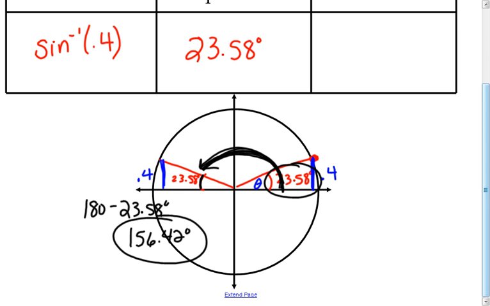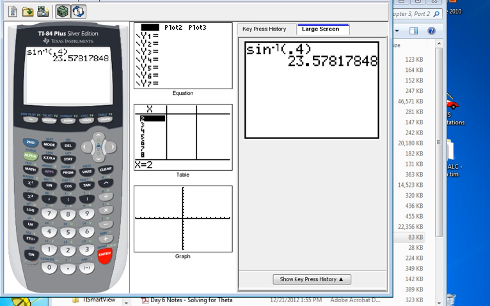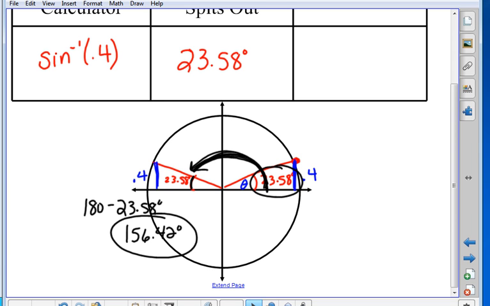156.42. So when you go to your note sheet, 156.42 is my other angle. Okay?